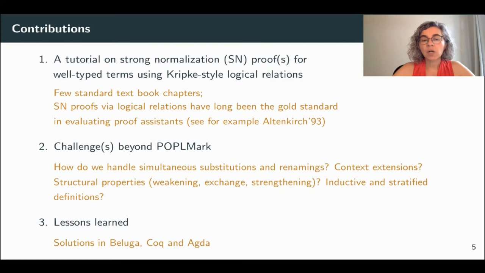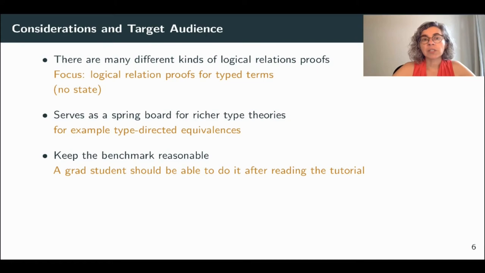Now, I also want to mention some considerations that went into choosing this particular benchmark, because there are, of course, many different kinds of logical relation proofs and Kripke-style logical relation proofs. In particular, they've been very popular for reasoning about concurrent and imperative programs, where we reason about memory extensions rather than typing context extensions. Nevertheless, we focus here on logical relations proofs for typed terms, the simply typed lambda calculus, no state. But we believe that this is a good springboard for richer theories, in particular dependent type theories.